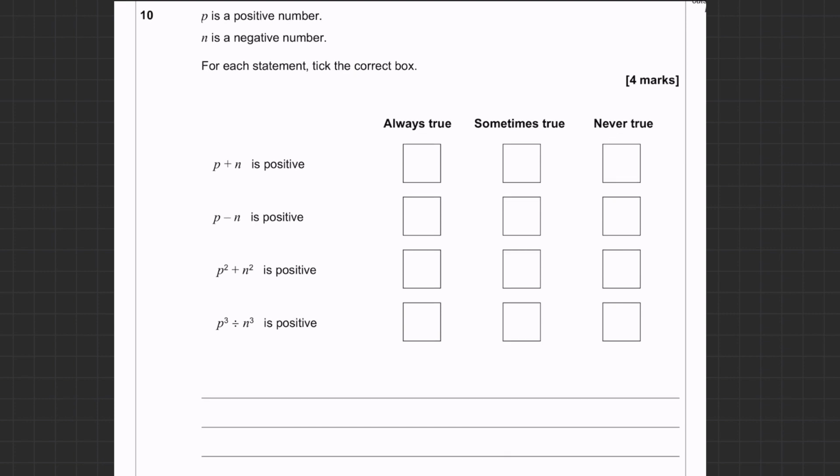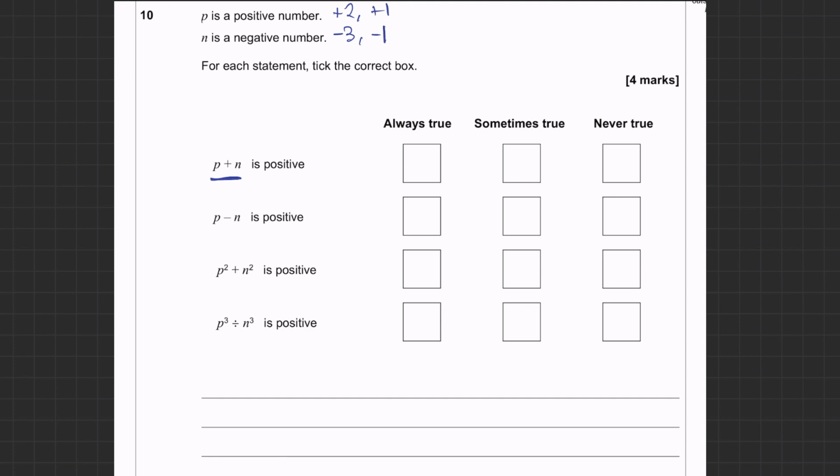Question 10. P is a positive number and N is a negative number. For each statement, tick the correct box. I'm going to tick whether it's always true, sometimes true, or never true. So if P is a positive number, I'm just going to use 2 or 1. And if N is a negative number, I'm going to use negative 3 or negative 1. So I'm going to input values into each of these just to test it.